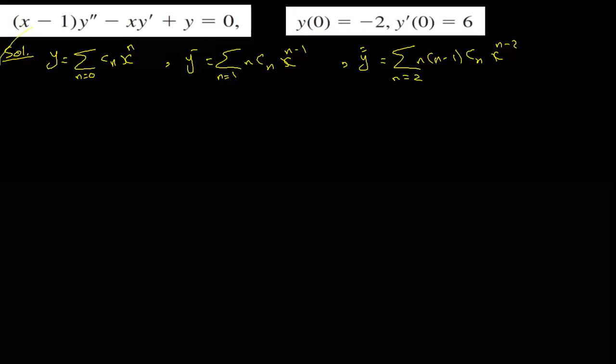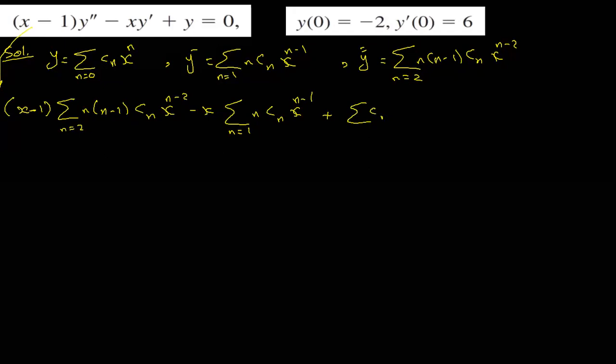Plug into your differential equation now. So you have x minus 1, times y double prime, which is given by this summation of n(n minus 1) c_n x to the power n minus 2, equal to minus x times y prime, which is given by the summation from n equal 1 of n c_n x to the power n minus 1, plus my y, which is given to be the summation of c_n x to the power n from 0 to infinity.